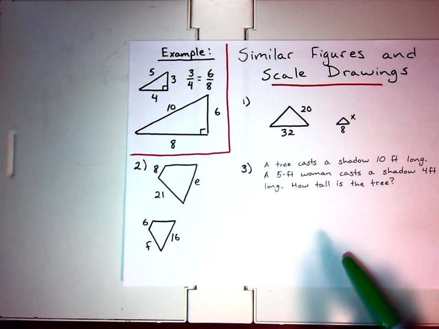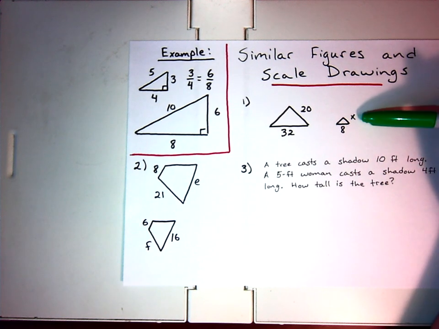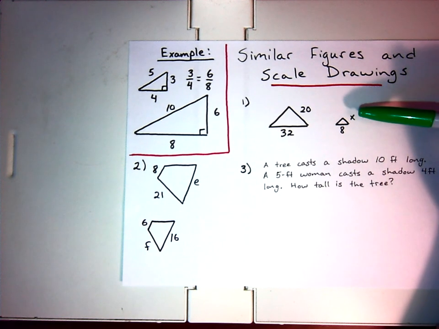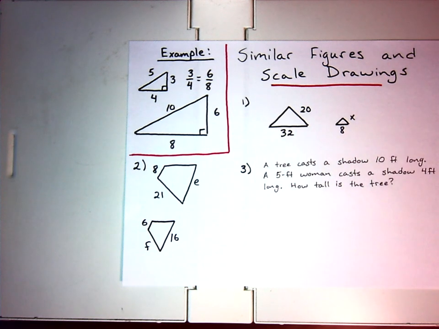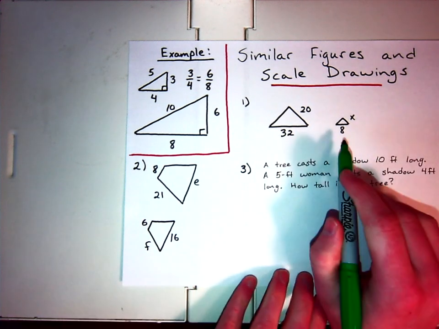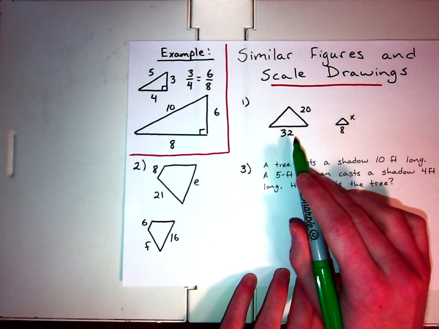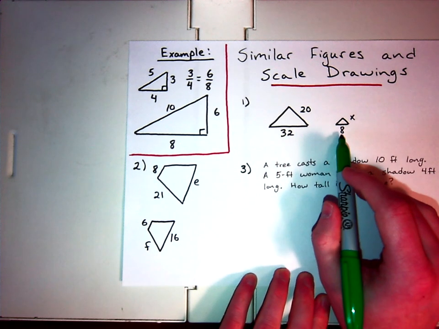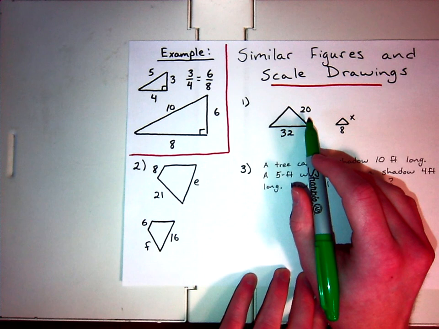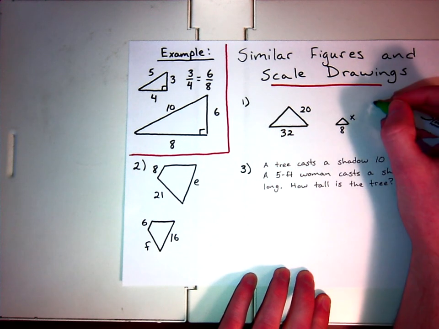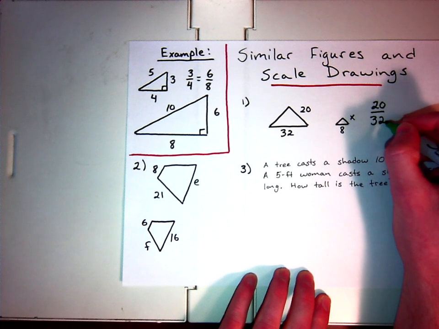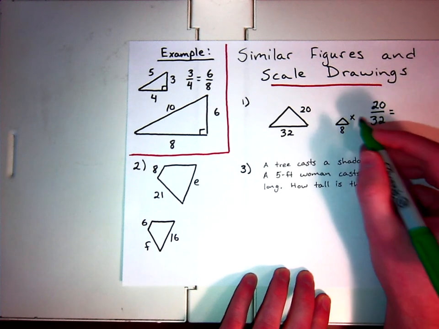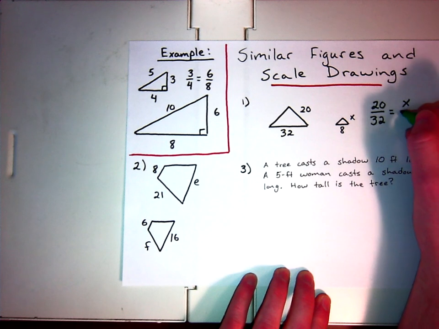Okay. So for number 1, we see we're missing x. Okay. These are similar figures. Okay. And we see, we need to figure out what are the corresponding sides. I'd say 8 and 32, I would say those are corresponding. And then I'd say x and 20. Those are the corresponding sides. So let's set it up. I'm going to set up 20 over 32, okay, and it's going to equal x over 8.